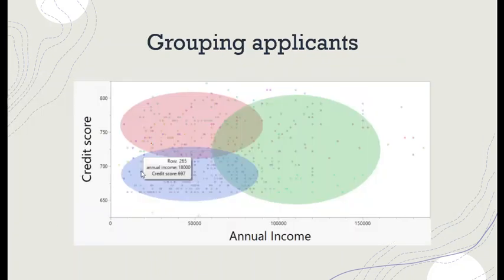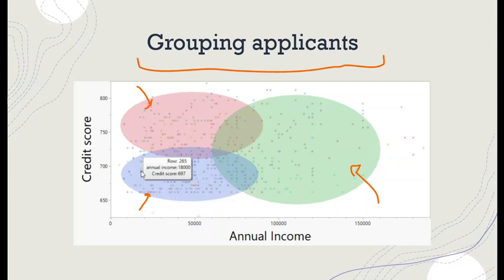Okay, the second model is a clustering machine learning model, which is used to group the different applicants into different groups based on their credit score and annual income, right? So we gave our model the different observations, specifically the credit score and annual income values, and our model has produced three different groups, right? We have green, red, and blue.